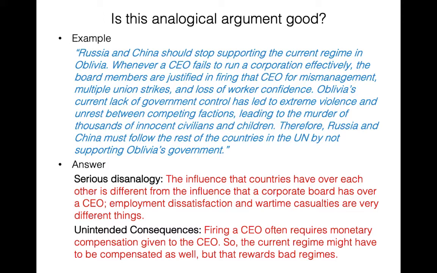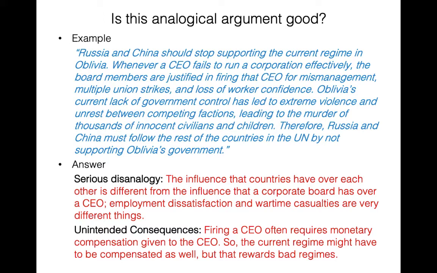Russia and China should stop supporting the current regime in Bolivia. Whenever a CEO fails to run a corporation effectively, the board members are justified in firing that CEO for mismanagement, multiple union strikes, and loss of worker confidence. Bolivia's current lack of government control has led to extreme violence and unrest between competing factions, leading to the murder of thousands of innocent civilians and children. Therefore, Russia and China must follow the rest of the countries in the UN by not supporting Bolivia's government.